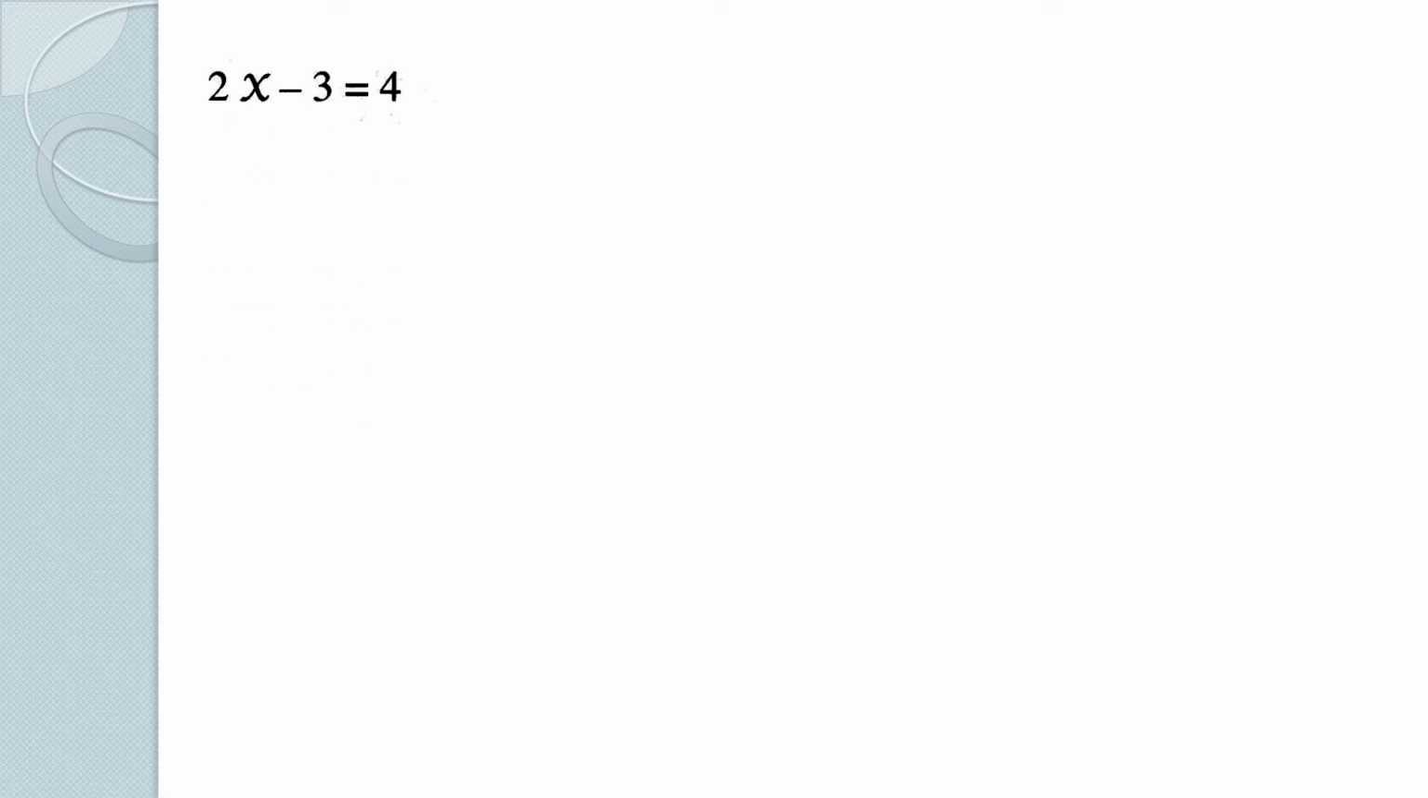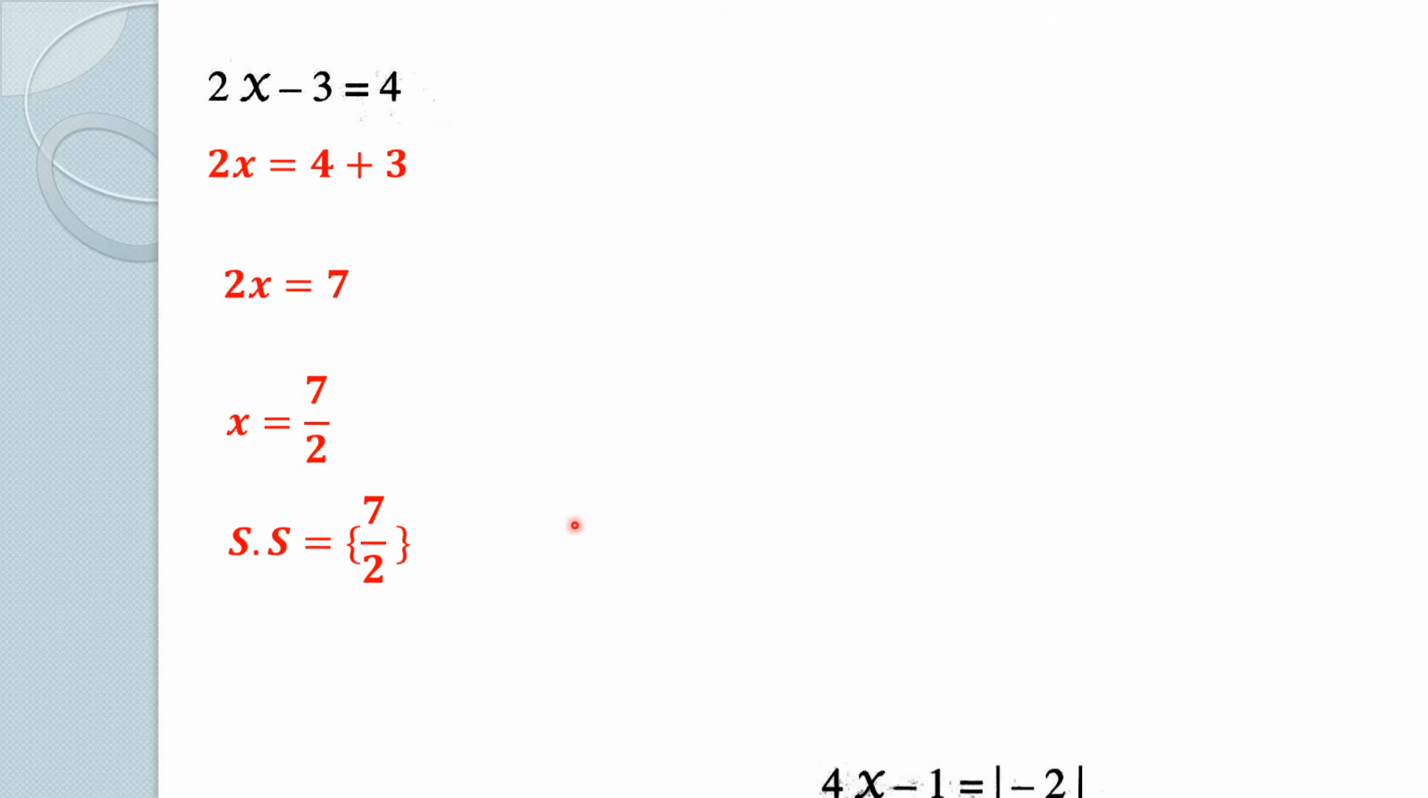2x minus 3 equals 4. By adding 3 to both sides, 2x equals 4 plus 3. 2x equals 7. Divide both sides by 2, so x equals 7 over 2. Therefore, the solution set equals {7 over 2}.